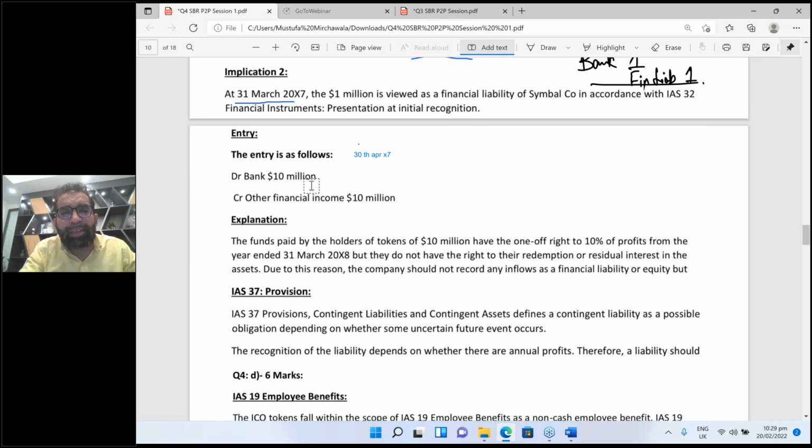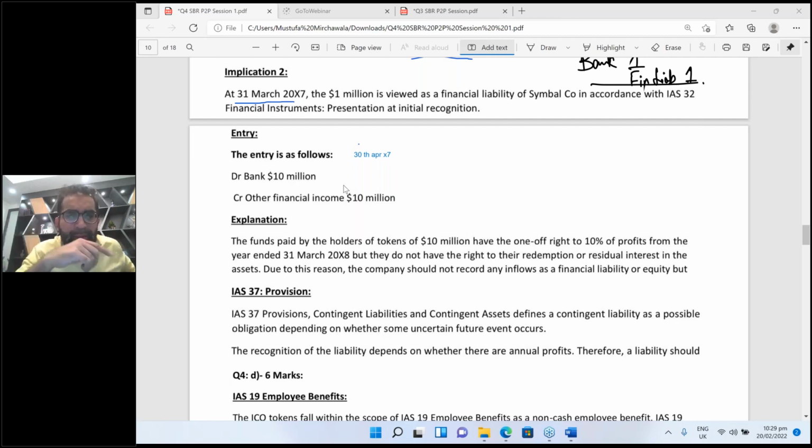Okay, so you will make the entry: debit bank 10 million and credit income 10 million.